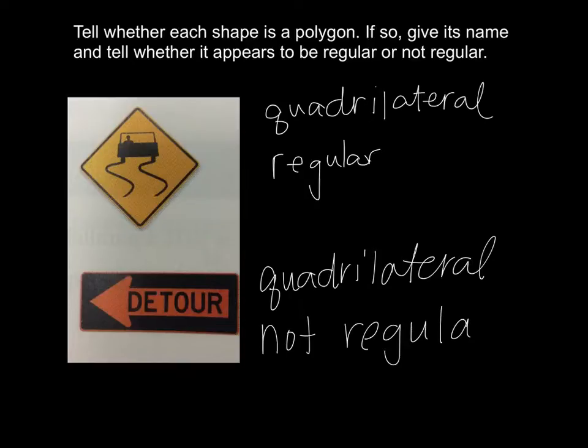because it has 2 sides that are different. They're not all congruent. And the angles are all congruent, but the sides are not all congruent. So this is not an example of a regular quadrilateral. All right, let's go to the next slide.